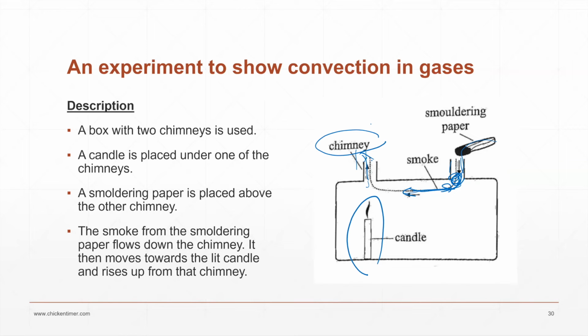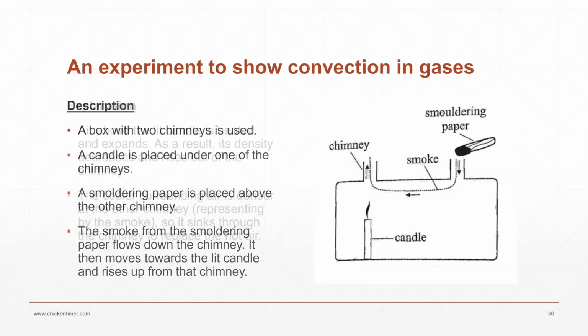Why does the smoke go out from the chimney here? Because hot air rises, cold air sinks. So the air on top of the candle is warm, so it will rise, and then it will bring that smoke out, right? Something like that, right?